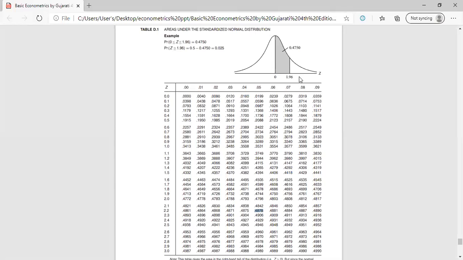Then your table was giving you the whole area. Here our table is giving only what? Half of the area. Yes, I get it now. But this area is the same as that area, so no worries.